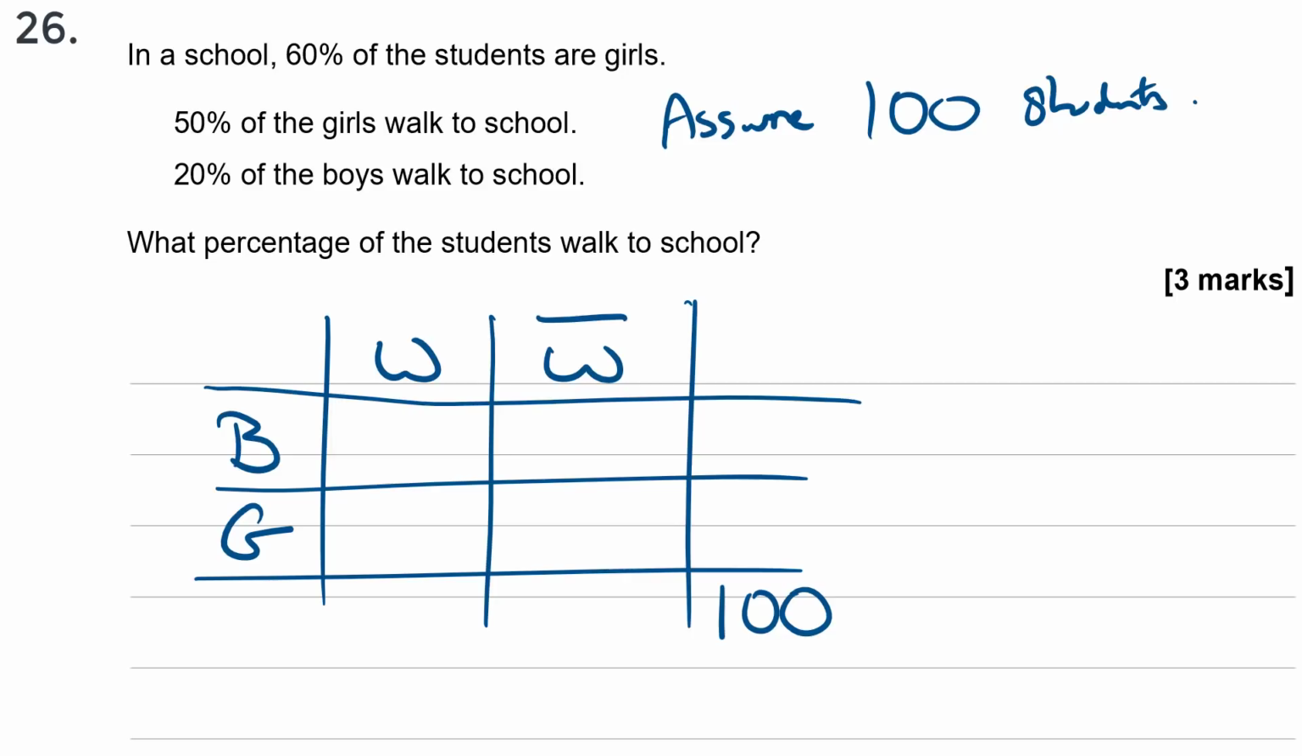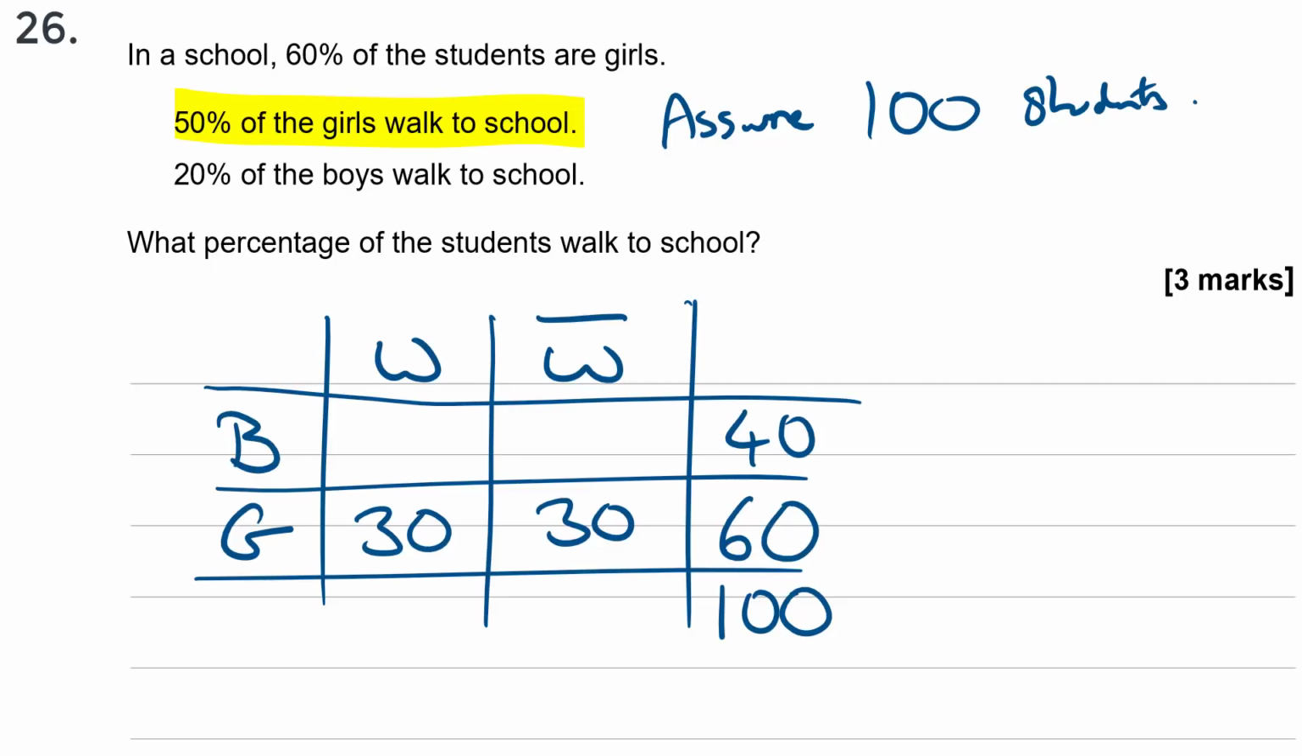Now we are told that 60% of the students are girls. So that means the total number of students that are girls are 60. And that means there must be 40 boys or 40% boys. Now, next we're told that 50% of the girls walk to school. So there are 60 girls altogether. So 50% or half of them walk. So that's going to be 30 there. So if 30 walk and there are 60 altogether, 30 don't walk.